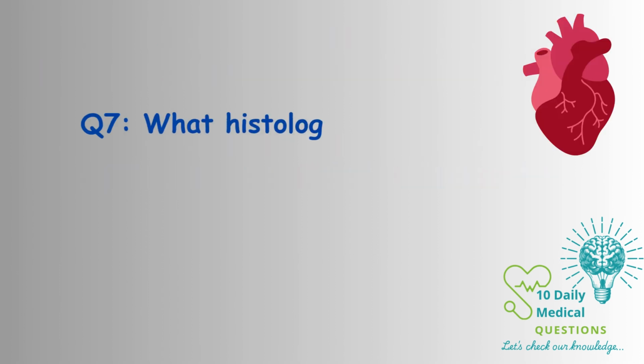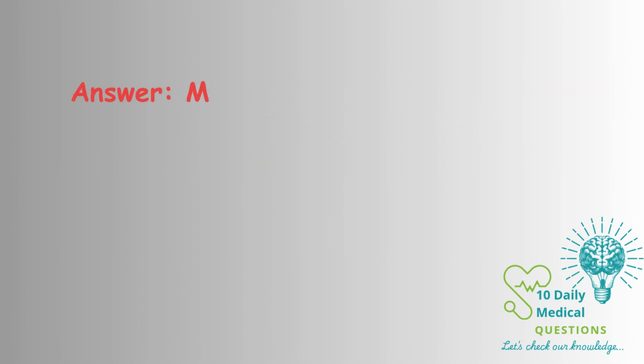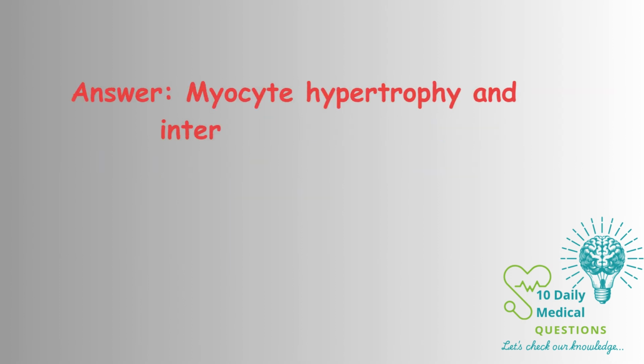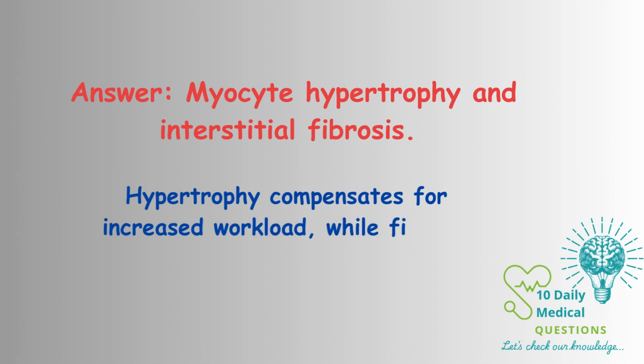Question 7. What histological change is typically seen in chronic heart failure? Answer: myocyte hypertrophy and interstitial fibrosis. Hypertrophy compensates for increased workload while fibrosis reduces compliance.